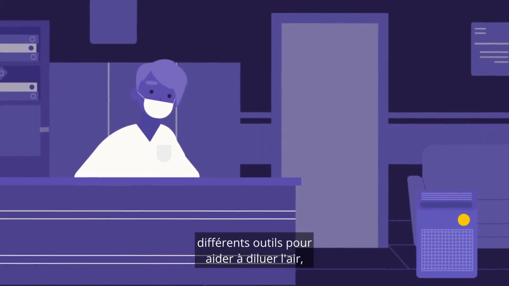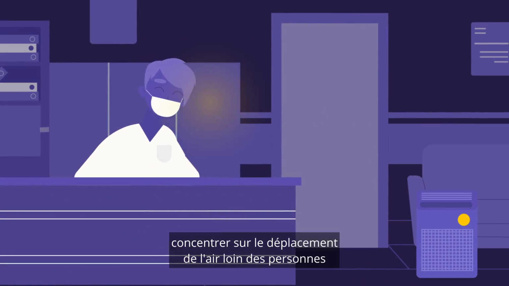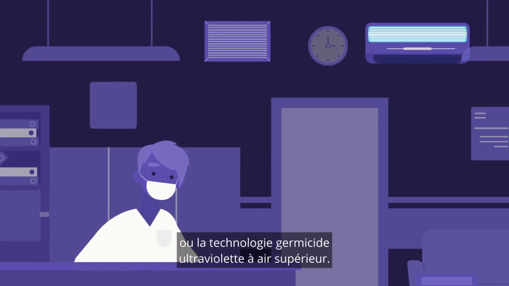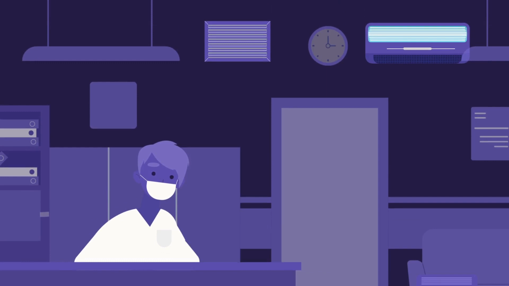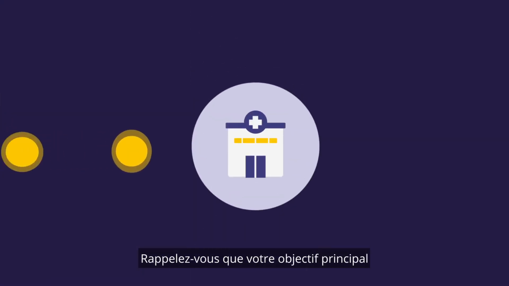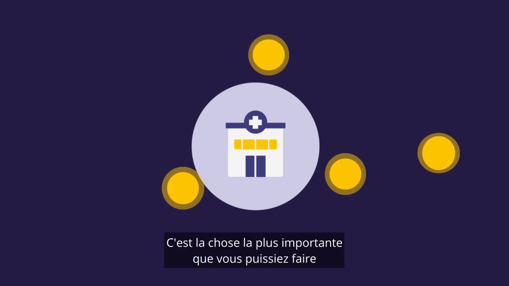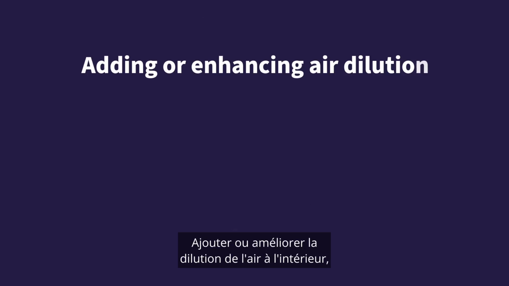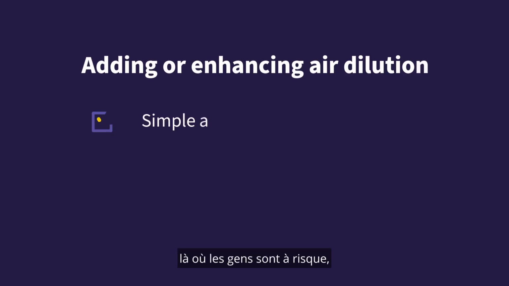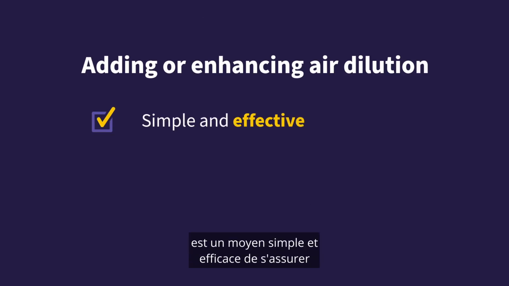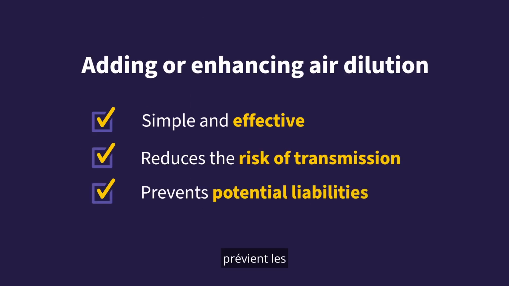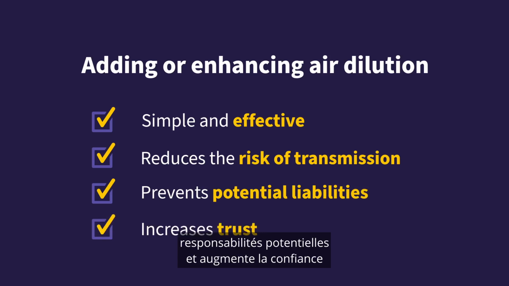When using different tools to help dilute the air, you want to focus on moving the air away from people to either a HEPA air filter, up toward a ceiling return duct, or the upper air ultraviolet germicidal technology. Remember, your primary goal is to limit exposure to the virus. This is the most important thing you can do in reducing its spread. Adding or enhancing air dilution indoors, where people are at risk, is a simple and effective way to ensure that your organization reduces the risk of transmission of airborne diseases, prevents potential liabilities, and increases trust from your community.